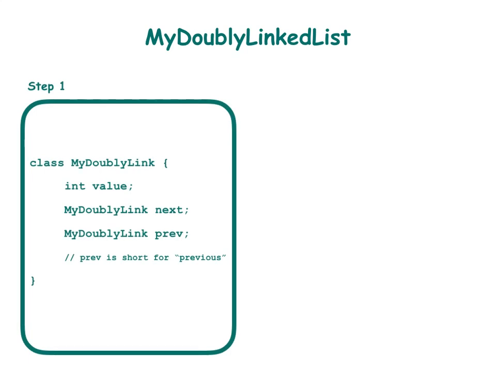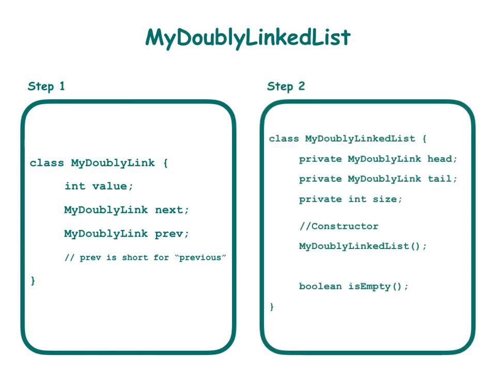All right, step 1 of this project will be to create the MyLink class, which will have the value, a pointer to the link next to it, and a pointer to the link before it. Then step 2 will be to create a MyLinkedList class, which will have a pointer to the head, a pointer to the tail, a size member, a constructor, and the isEmpty function, just like before.